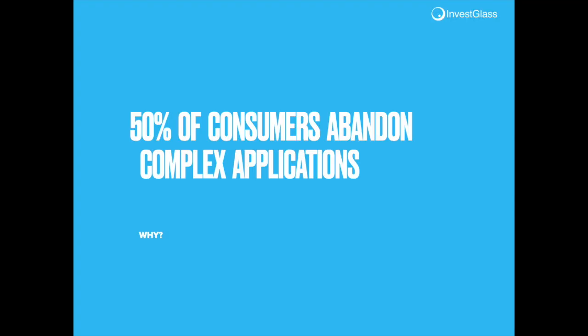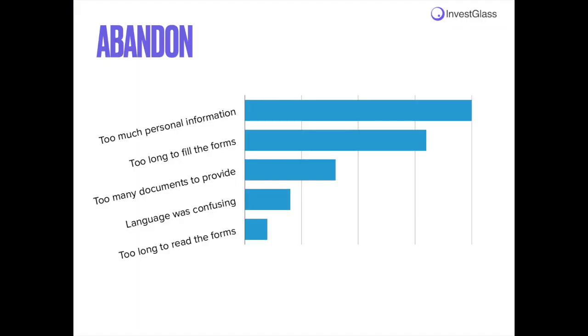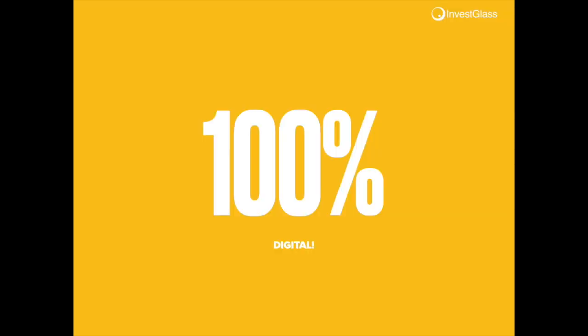What we have today is about 50% of consumers that abandon complex applications. And usually our clients tell us that they abandon complex applications because the forms are too complex, they ask too much information, and they need additional documents that consumers never have with them while they are filling those forms. So how to turn this into 100% digital and make it simple and nice?